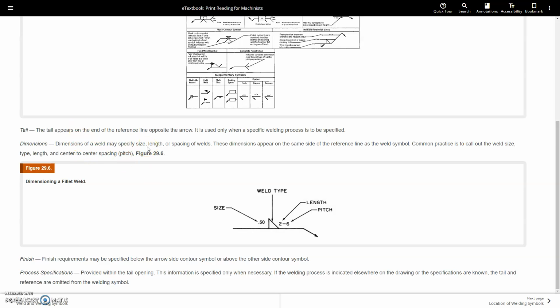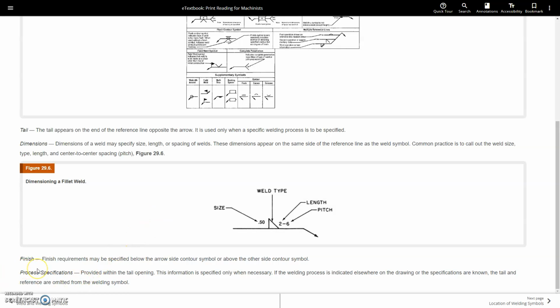And then you've got the tail. The tail appears on the end of the reference line opposite the arrow. It is used only when a specific welding process is specified. Dimensions of a weld may specify size, length, and spacing of welds. These dimensions appear on the same side of the reference line as the weld symbol. Common practice is to call out a weld size, type, length, and center-to-center spacing, or pitch.